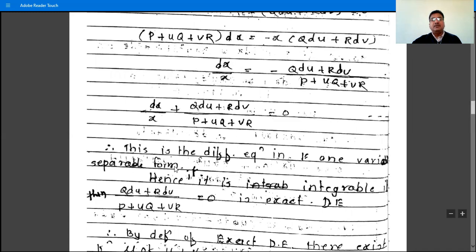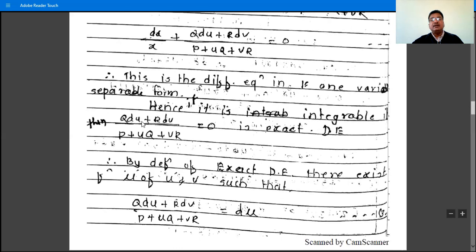And what is the method to solve this one variable separable form? In the previous topic, the method is already covered: when the Pfaffian differential equation is one variable separable, then separate that variable and integrate, and we have the solution, and use the tricks given in the chart. Hence, if it is integrable, then (q du plus r dv) divided by (p plus uq plus vr) is equal to 0 is an exact differential equation.